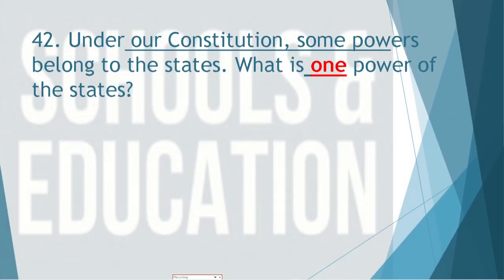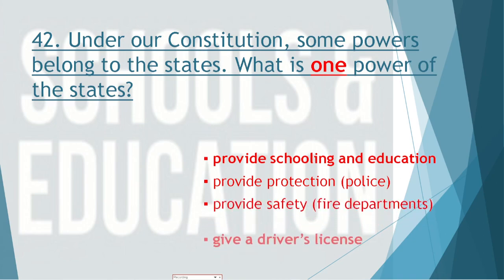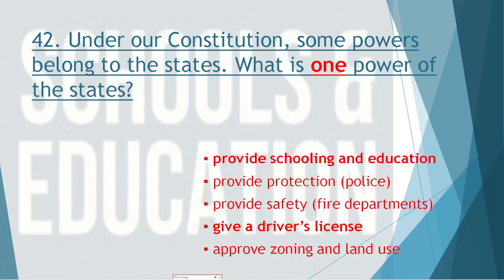Number 42. Under our Constitution, some powers belong to the states. What is one power of the states? Provide schooling and education. Provide protection or police. Provide safety, fire departments. Give driver's licenses. So just put in your mind, the states give driver's licenses or provide schooling and education. Approve zoning and land use.